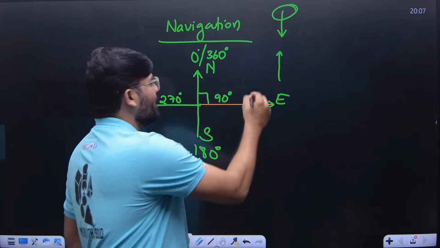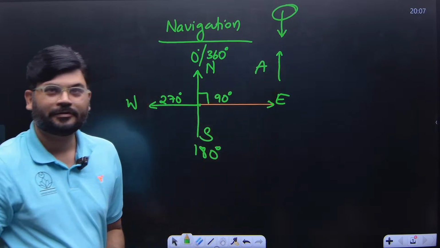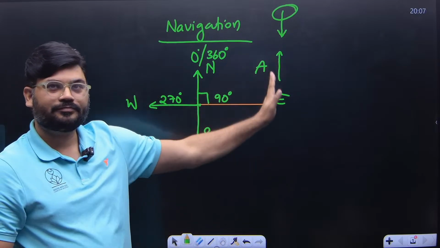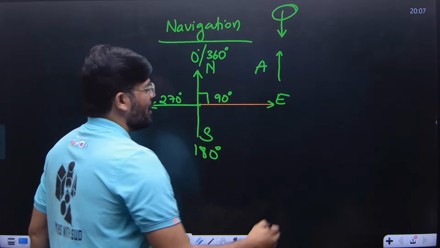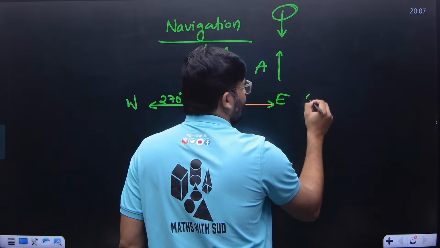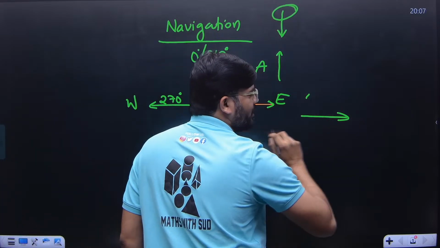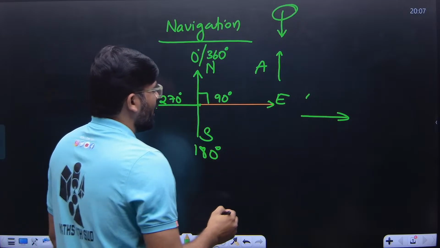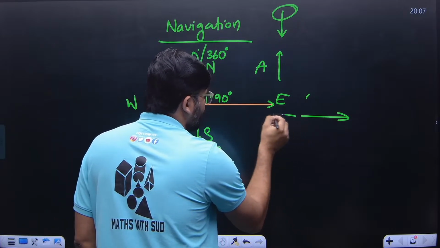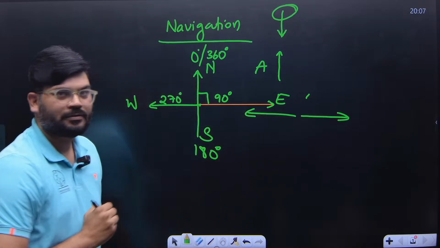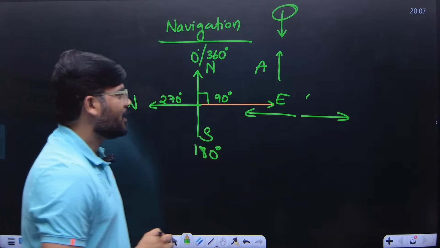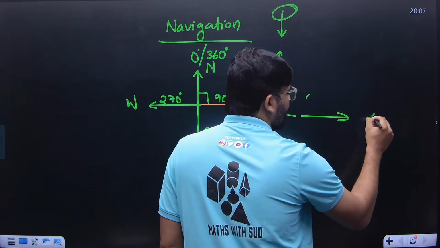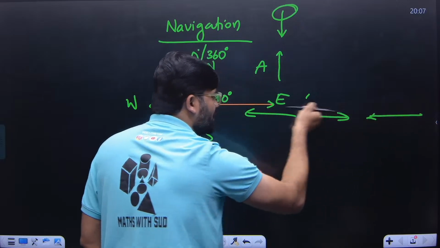What is the bearing of this aircraft? That would be 0 degrees, right? Yes. What will be the bearing of this aircraft which is going in this direction? That would be 90 degrees. Wonderful. And what will be the bearing of this aircraft which is going in this direction? 270 degrees.